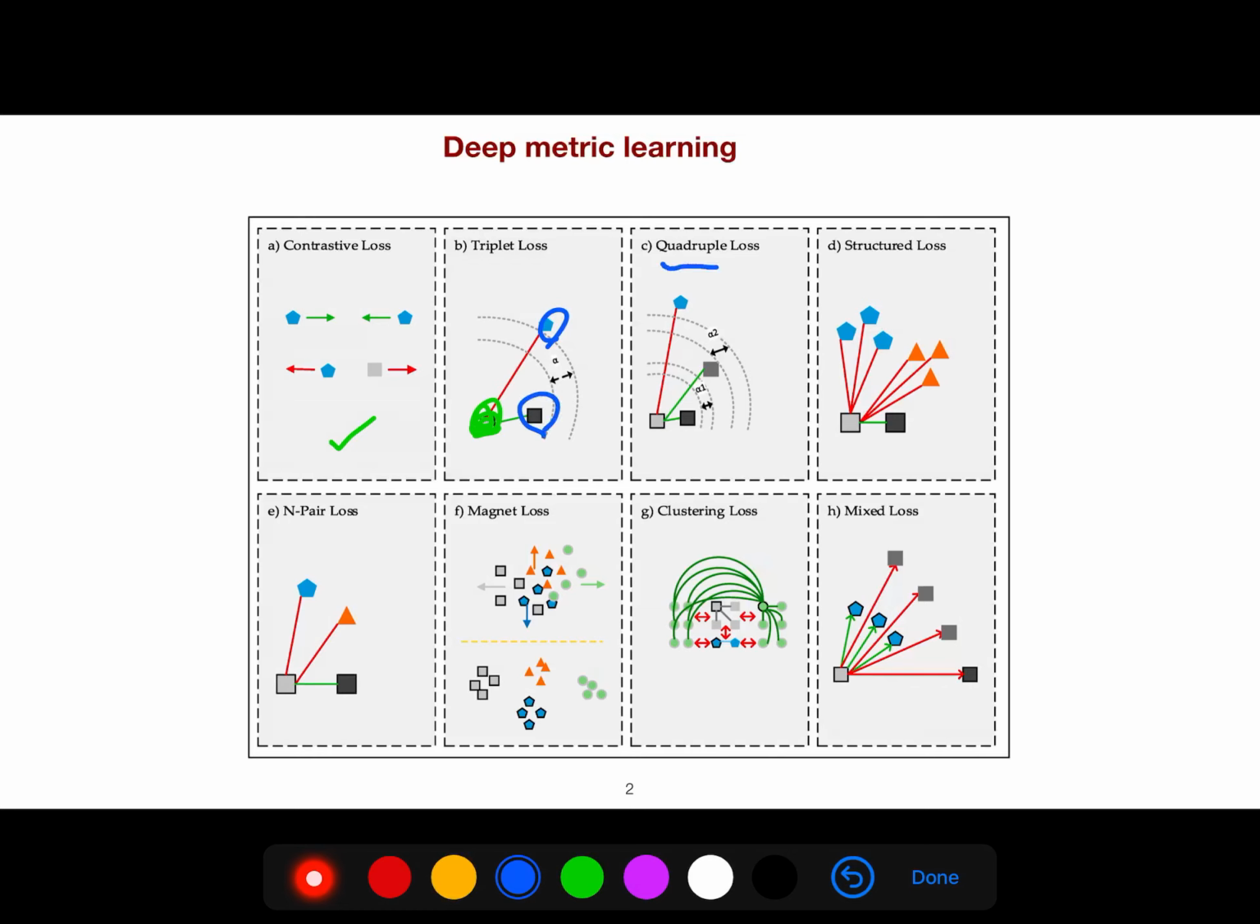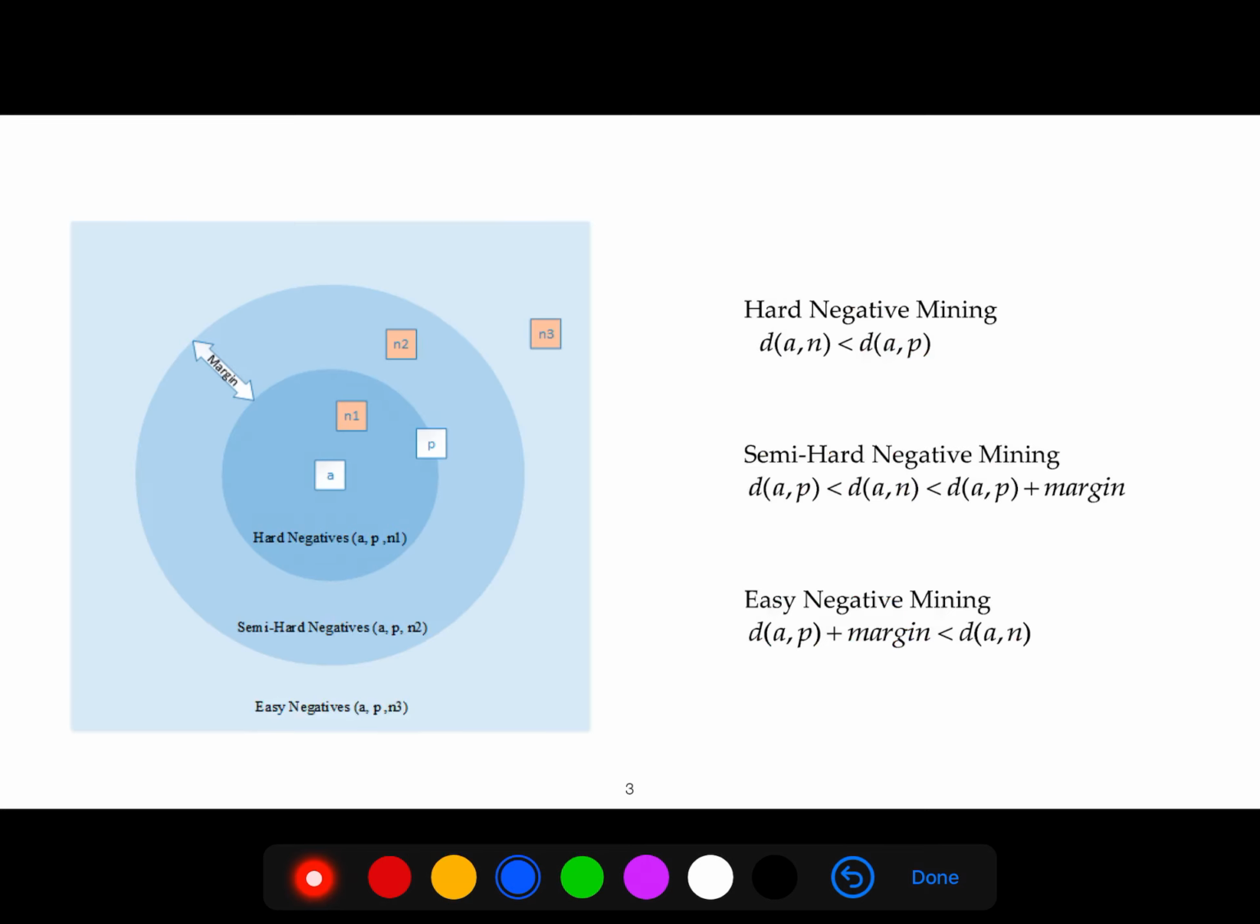And sometimes we had even more than three, it's quadruple loss, but it's rarely used. The other one, structured loss. I consider it in the category of structured prediction, which is a huge topic. Another one is n-pair loss, or magnet loss, clustering loss, mixed loss.